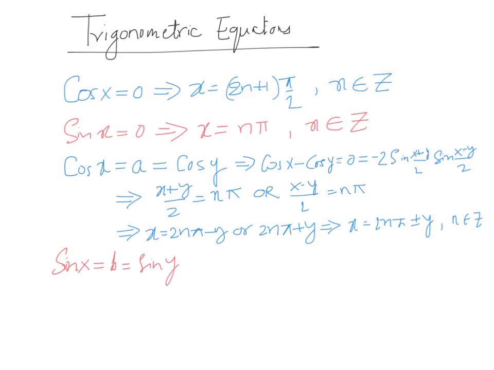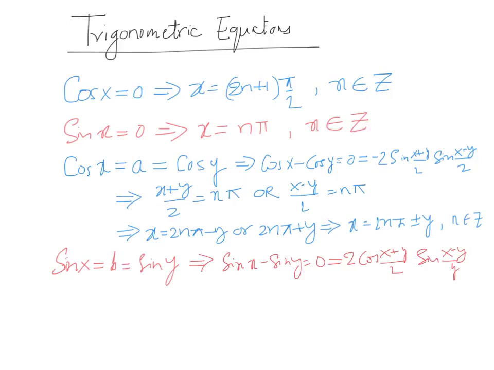Now can we generalize the solution for x in the way we did for cos x is equal to cos y? Here we have sin x is equal to sin y. We don't know x and we know y as one particular solution, and we can write this as sin x minus sin y equals 0, and we know that sin x minus sin y is equal to 2 cos of (x plus y) by 2 times sin of (x minus y) by 2.